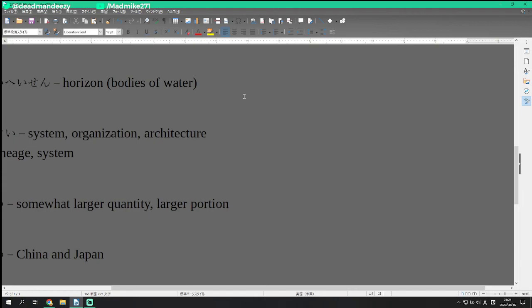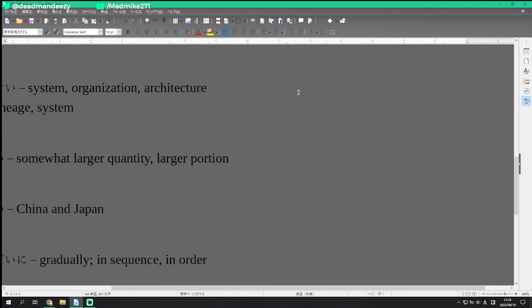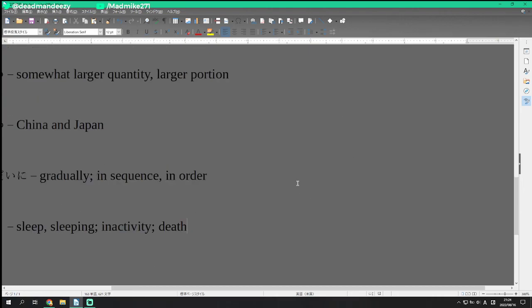A horizon is a suihei-sen, or a water level line. Suihei-sen, a water level line, is a horizon. A system or organization and architecture is a tai on the left side for body, and kei on the right side for system. Tai-kei is a system or organization. The somewhat larger quantity of several is the ome, o on the left side for many, and me on the right side for eye or sight. So the thing that looks larger is the somewhat larger quantity, the ome.